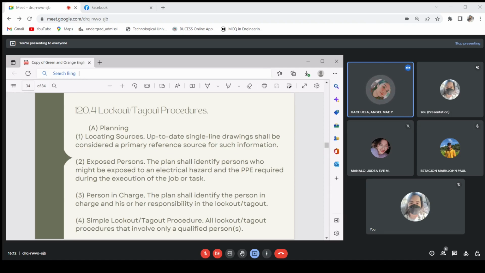simple lockout tagout procedure. All lockout tagout procedures that involve only a qualified person, so, de-energizing one set of conductors or circuit part source for the sole purpose of safeguarding employees from exposure to electrical hazards, shall be considered to be a simple lockout tagout. So, simple lockout tagout procedure shall not be required to be written for each application. Each worker shall be responsible for his or her own lockout tagout. Next.